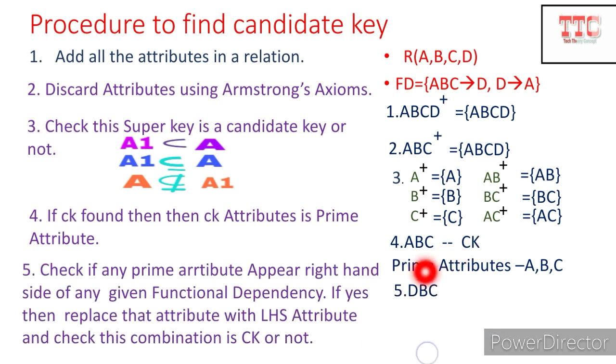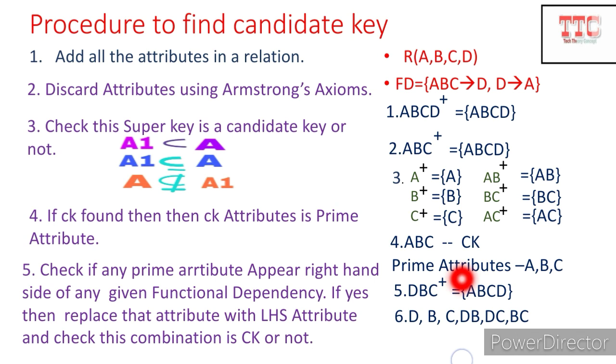Now we have one more super key, that is DBC. This is definitely a super key. If we find the closure of DBC, we will get all the attributes. So this is a super key. Again we have to follow all these steps. Now we will check all the proper subsets of DBC. So what are the proper subsets of DBC? D, B, C, DB, DC and BC.